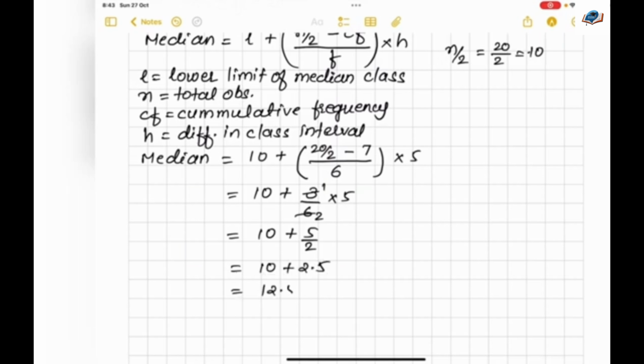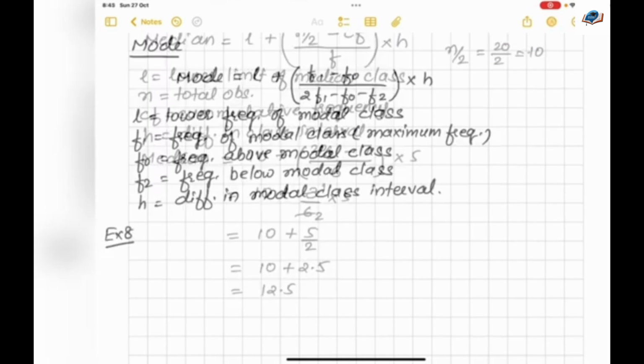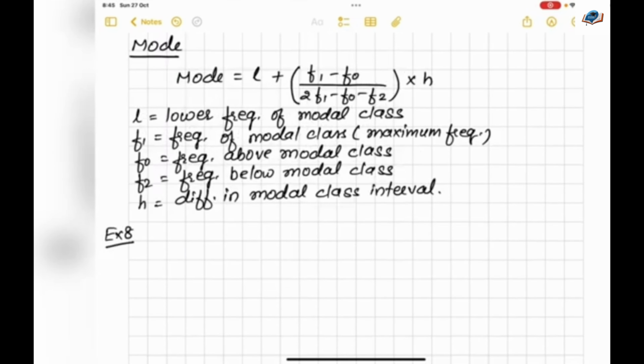Now next, and the last topic of the introduction is mode. Mode formula is L plus F1 minus F0 upon 2 F1 minus F0 minus F2 into H, where L is the lower limit of modal class, F1 will be frequency of modal class, that means maximum frequency. F0 will be frequency above modal class, F2 will be frequency below modal class, H will be difference in modal class. So now let us take one example and understand mode.